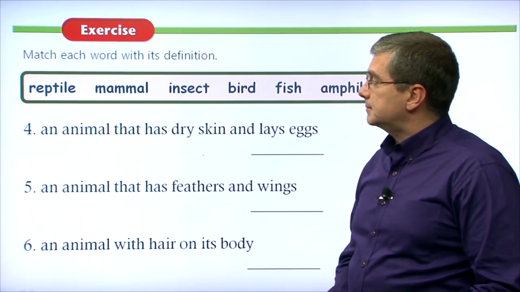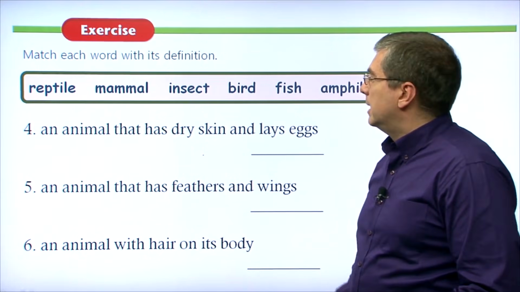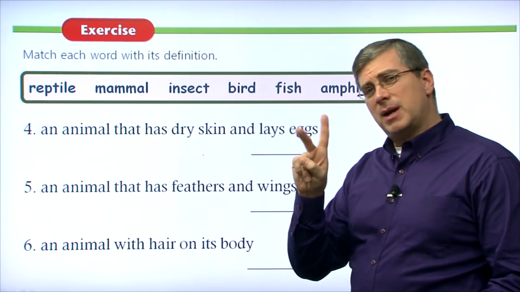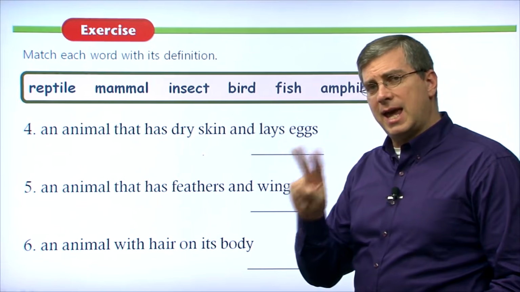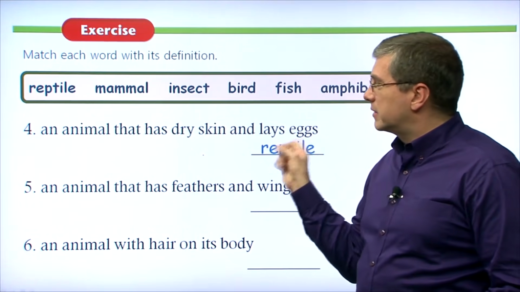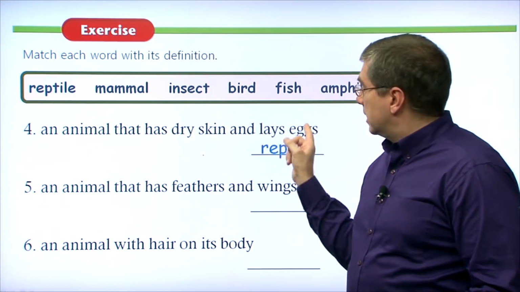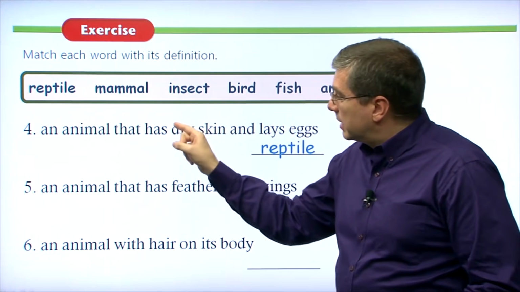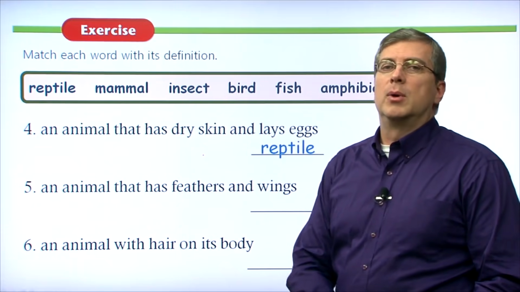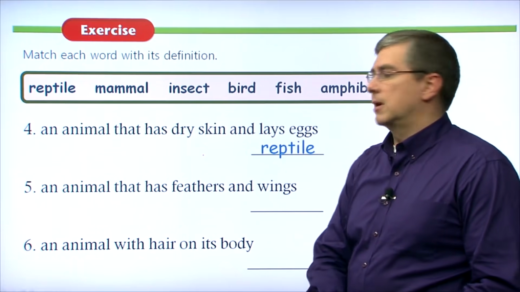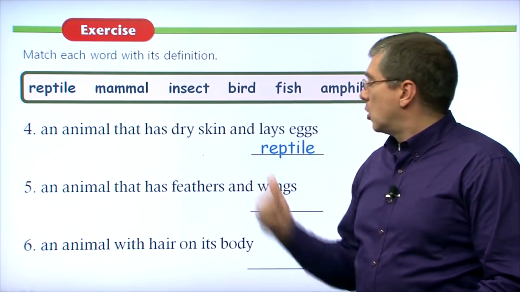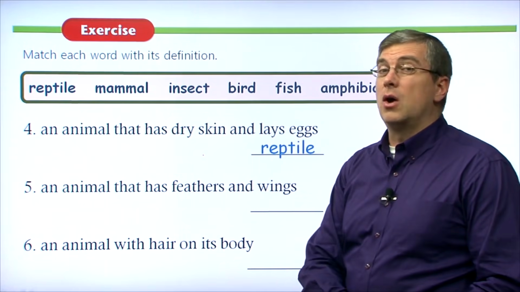Number 4 is an animal that has dry skin and lays eggs. Remember we talked about 2 types of animals that lay eggs, birds and, did you catch it? Reptiles, right? We know this is a reptile, not a bird. Yes, they both lay eggs, but dry skin has to do with reptile, not with a bird, right? A bird has feathers on its skin, right? It doesn't really have that dry, scaly skin. Also remember, reptiles have scales on their skin also.